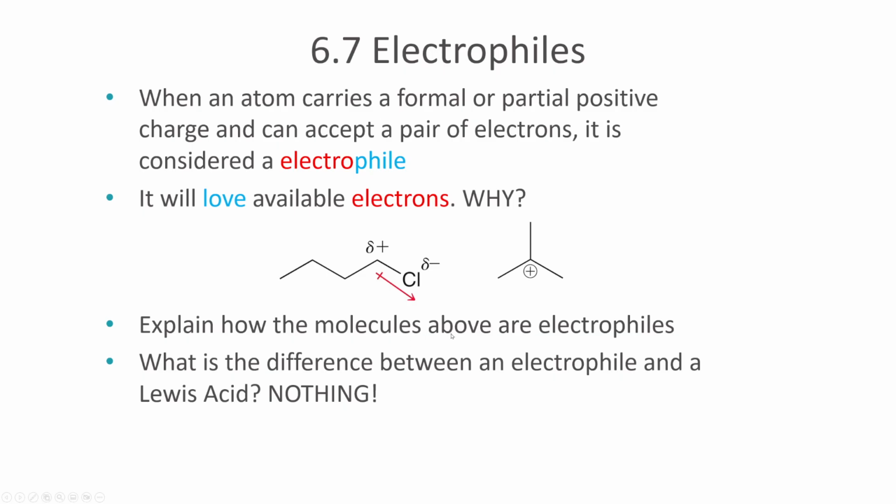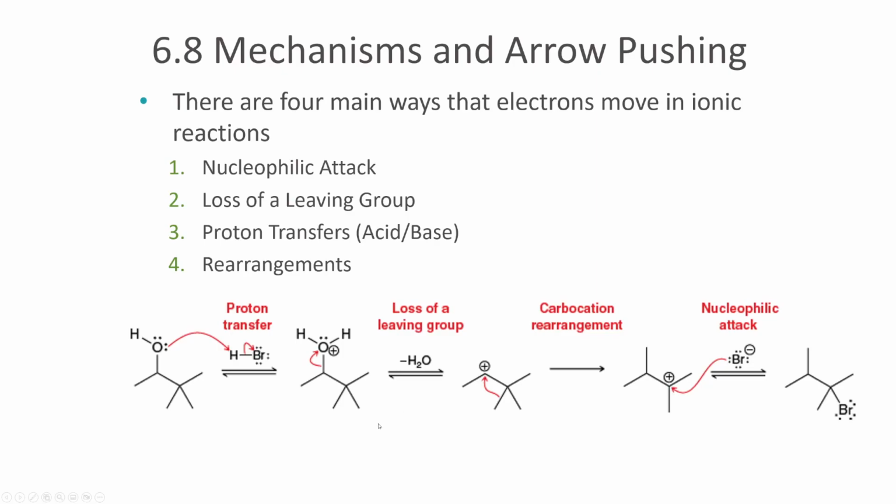And so reactions occur because negative parts of one molecule are attracted to positive parts of another. The way we represent this is by drawing arrows to represent what is the nucleophile, where the electrons are coming from, what is the electrophile, where the electrons are going, or when bonds are breaking, where the electrons are going. So we have four different ways that electrons move. One is called the nucleophilic attack, one's called loss of leaving group, one's called proton transfer, and one is called rearrangement.